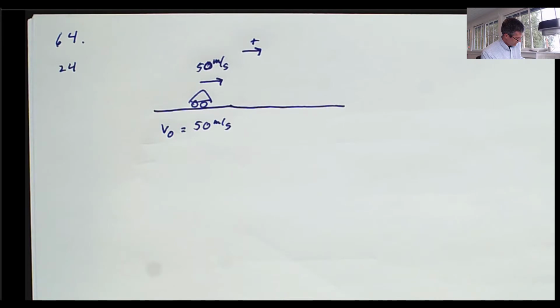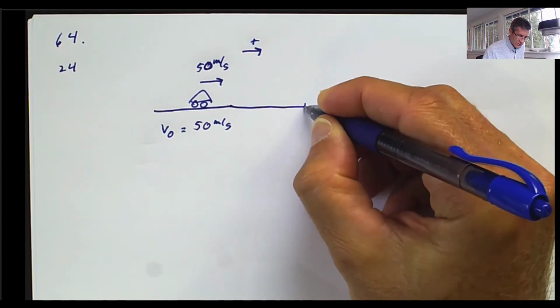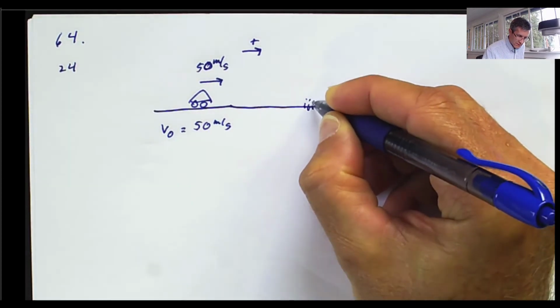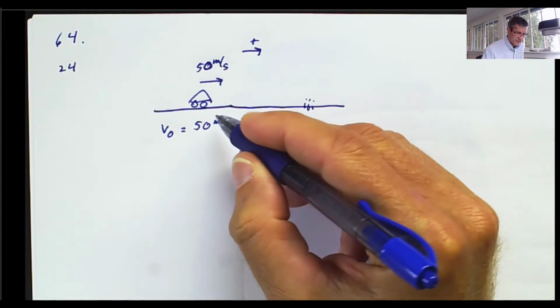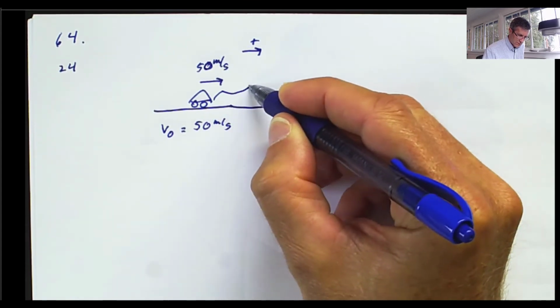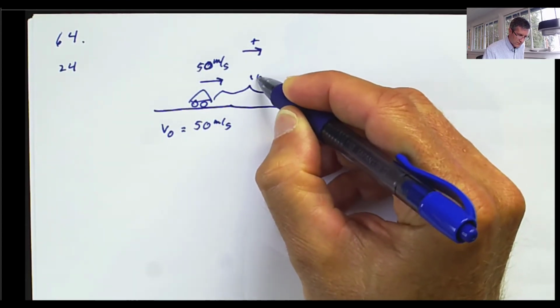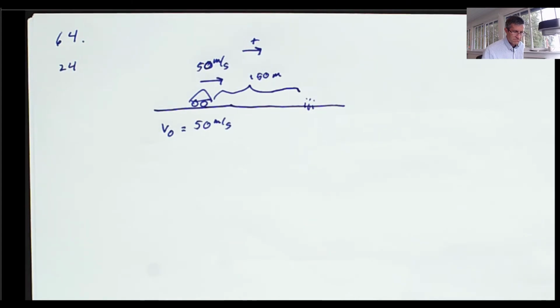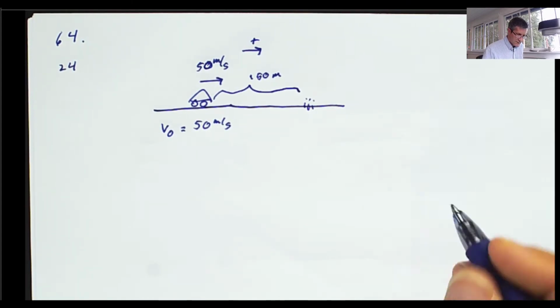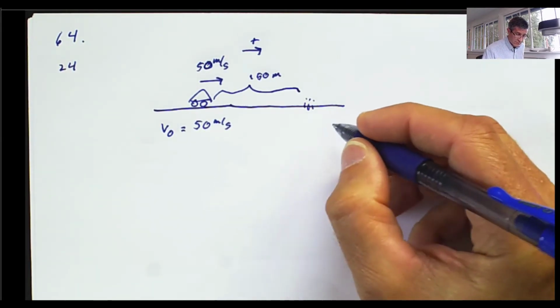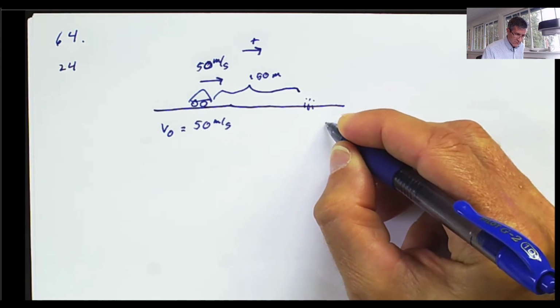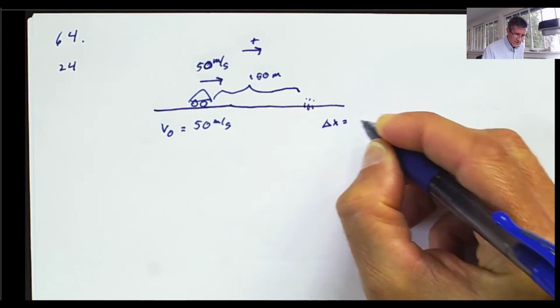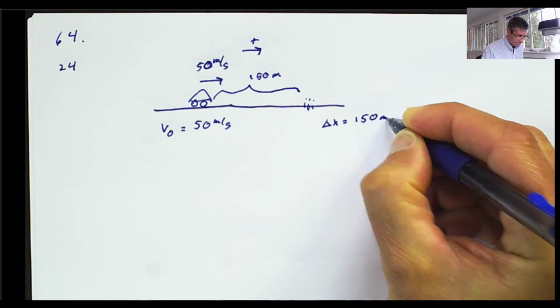His headlights suddenly reveal a nail strip. Oh no, the cops have placed it across the road 150 meters in front of him. Okay, so nail strip. There it is. That's a nail. And the distance between the car and the nail strip is 150 meters. I don't know if I'm going to use this yet, so I'm going to put this off to the side. So my change in distance that I might be worried about is 150 meters.